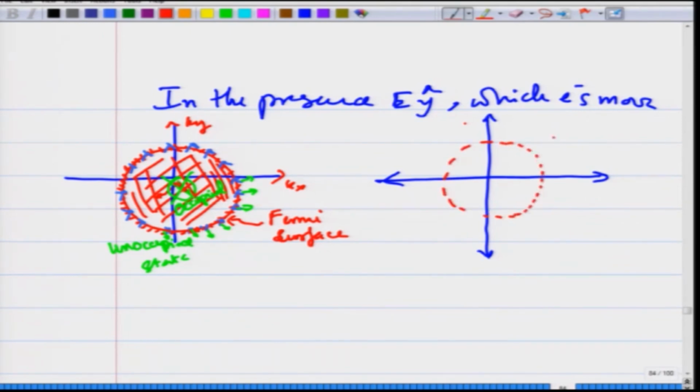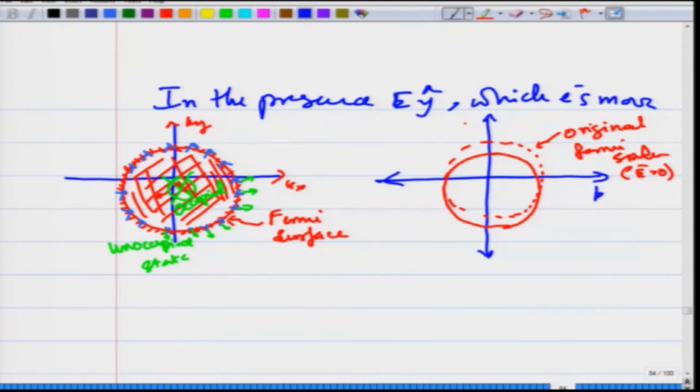this was the original Fermi sphere, when the electric field was 0, and in the presence of an electric field the Fermi sphere now moves a little bit down, there is a momentum which is along the minus ky direction. I am exaggerating it, but this is the momentum in kx, ky, in the minus ky direction. So, now the Fermi sphere shifts downwards.